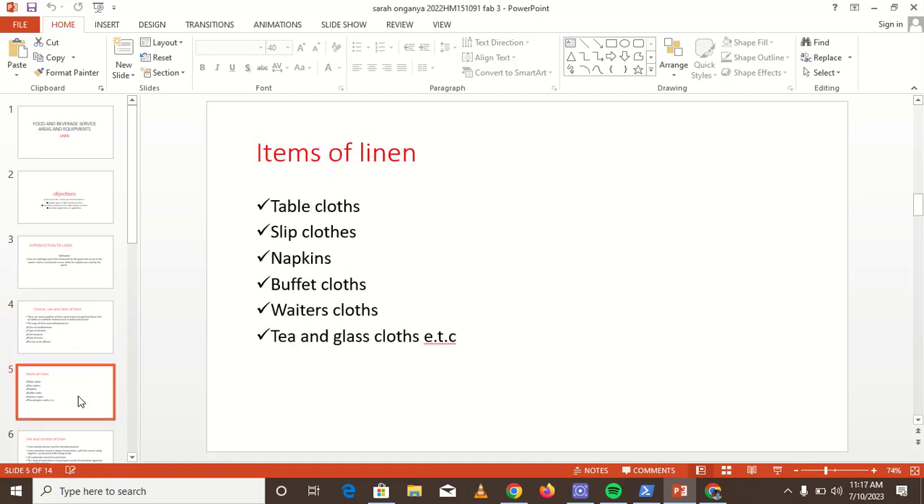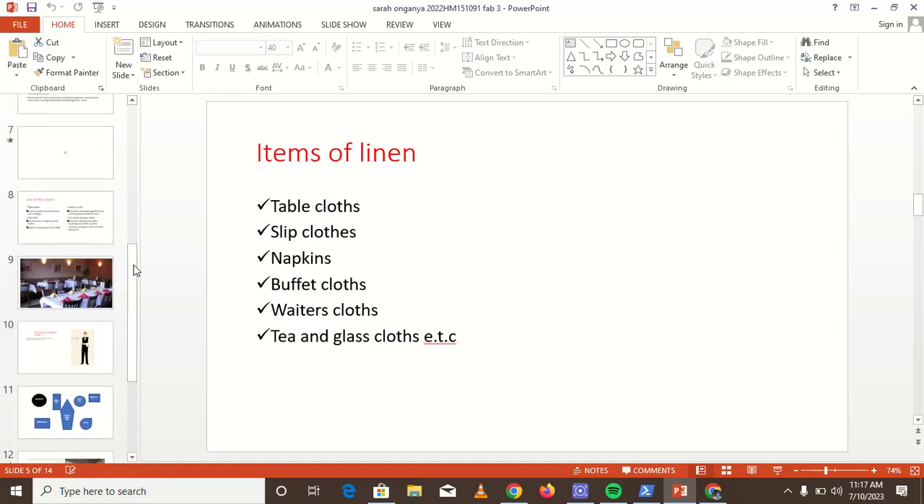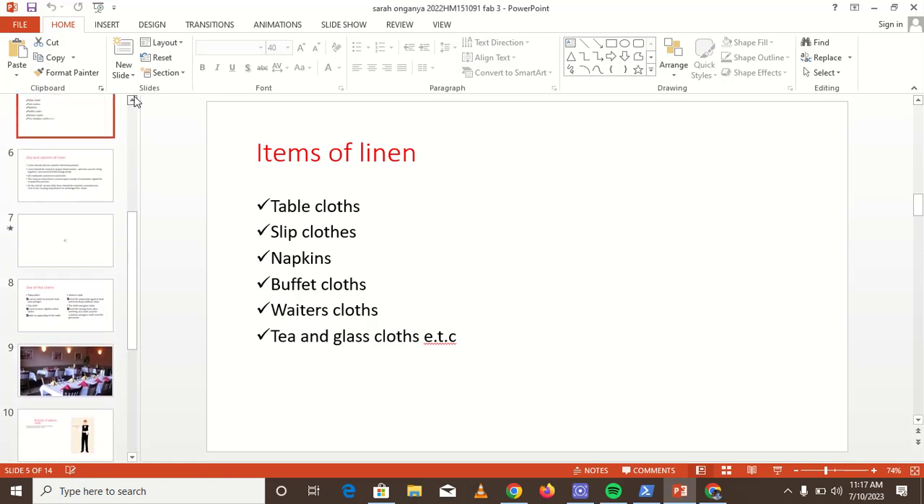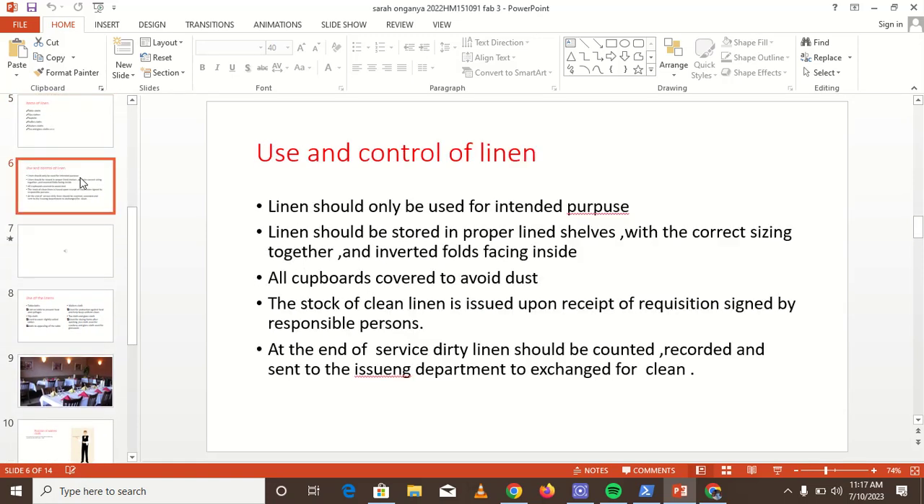Are we understanding all that? The items of linen include the tablecloths, the slip cloths, the napkins, the buffet cloths, waiters' cloths, tea cloth and glass cloth, and many others. You might be reading along to see the types of linens used in our restaurants. So we are going to see the use and control of the linen.